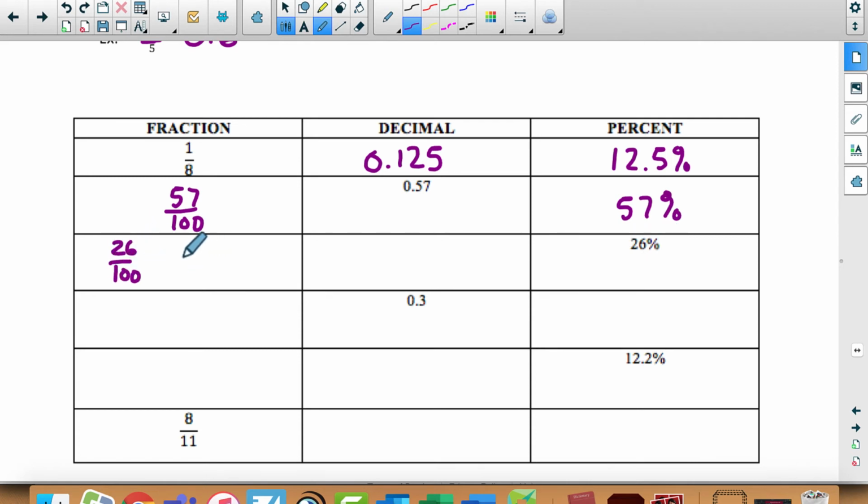And by the way, we should make sure they're in lowest terms. This one is in lowest terms, this one isn't. You can divide top and bottom by 2. 26 divided by 2 is 13. 100 divided by 2 is 50. So that's our best answer here.